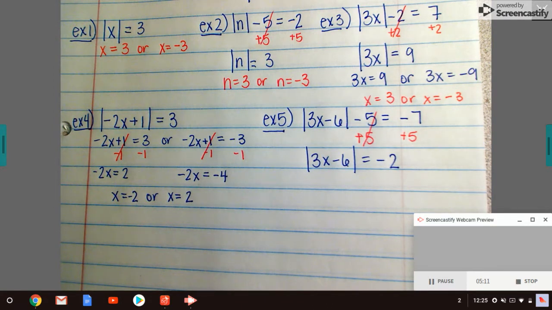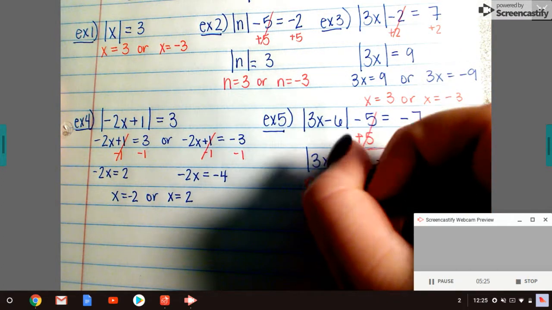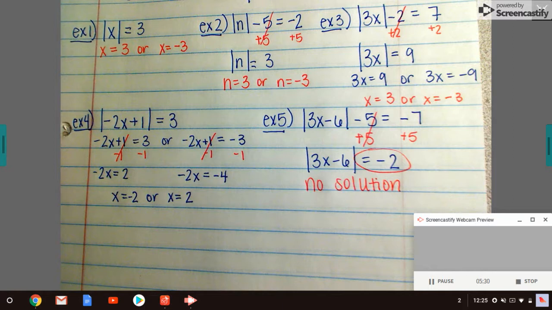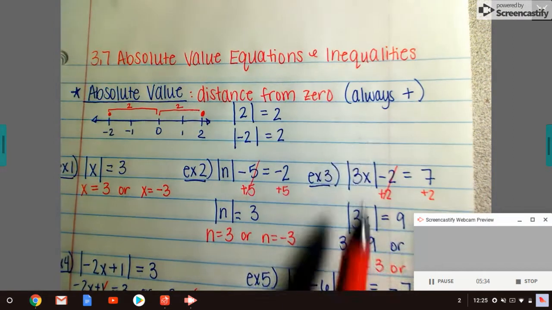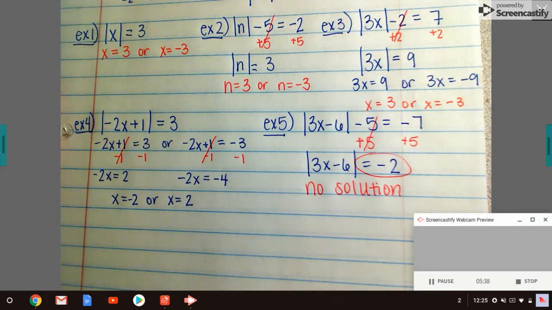Before we move on, I want to see what we have here. Notice that we have the absolute value of something equals negative 2. So the distance that this thing is away from 0 is negative 2. Wait a minute. Distances can't be negative. So this one, we can stop right here and say that there is no solution. If you have an absolute value by itself equals a negative, that can't happen. They're always positive. So this one is no solution.